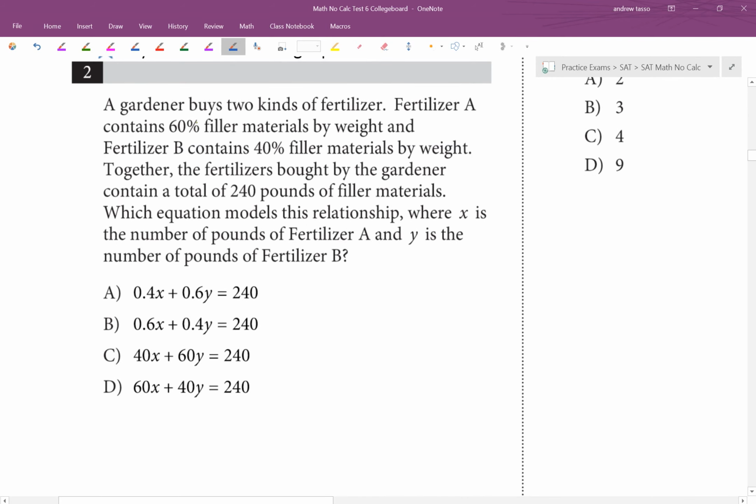A gardener buys two kinds of fertilizer. Fertilizer A contains 60% filler materials by weight, and fertilizer B 40% filler materials. Together, the fertilizers bought by the gardener contain a total of 240 pounds of filler materials.